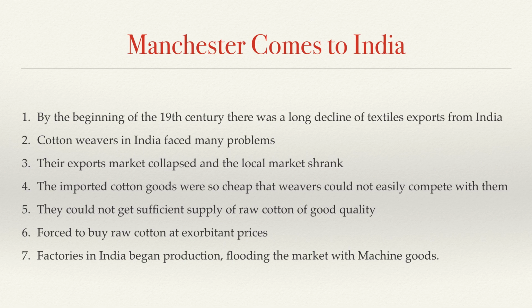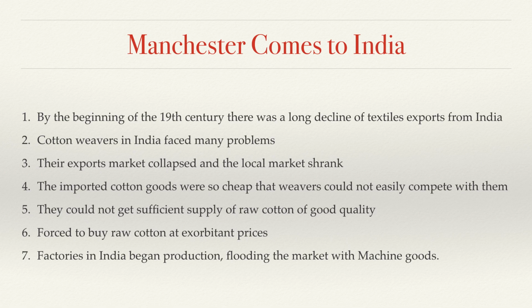Now we see Manchester comes to India. Manchester means the production of Manchester comes to India. By the beginning of the 19th century, there was a long decline of textile exports from India. Cotton weavers in India faced many problems. Their export market collapsed and the local market shrank. The imported cotton goods were so cheap that weavers could not easily compete with them.